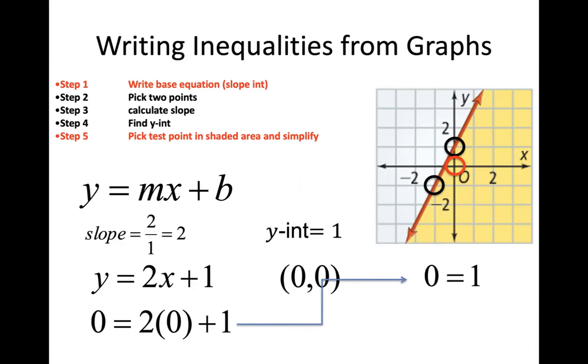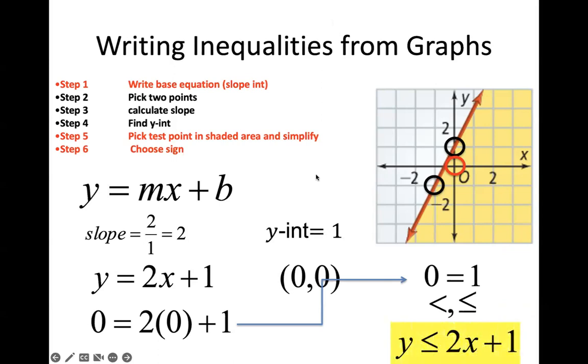Now that is clearly a false statement, so we need to make it into a true statement. So how do you make 0 and 1 into a true statement? I am on the last step, choose a sign. I have the option of using a less than symbol, a greater than symbol, a less than or equal to symbol, or a greater than or equal to symbol. I look at the red line that's on the graph. It is solid. If it is solid, it narrows down our choice to this or this symbol. I choose which one of those makes this particular statement true, and there's only one of them. If I choose the greater than or equal to symbol, 0 is not greater than or equal to 1. However, the less than or equal to symbol would make it true. So that's my final answer.